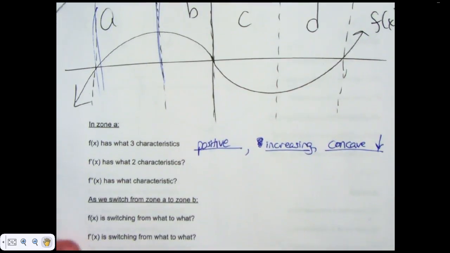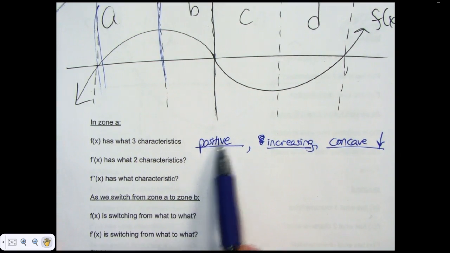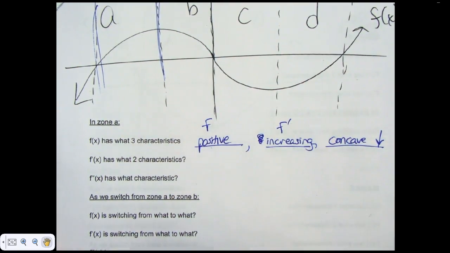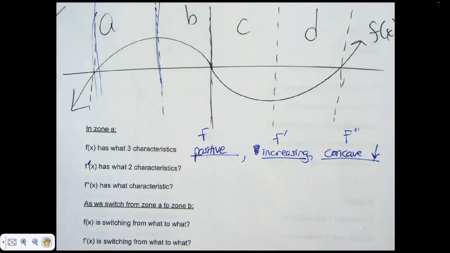So if you notice, I can give you three characteristics there because every level I go down, I can find a new characteristic. And if I'm at my very top level, I can get a characteristic from F, a characteristic that kind of has to do with F prime, and a characteristic that kind of has to do with F double prime. Well, now if I jump down to F prime, it's hard to see, but there's only two things I can say about F prime.